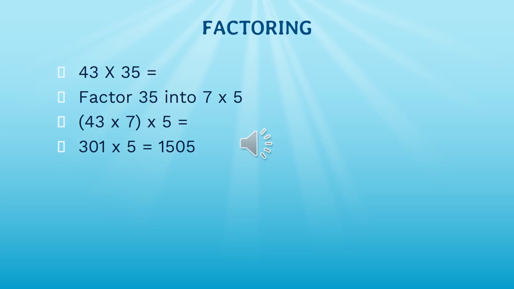And 301 times 5 is easier than the previous multiplication sentence. So that should be 300 times 5 and 1 times 5. What's 300 times 5? That is 1,500, and 1 times 5 is 5. So adding, that gives me 1,505.